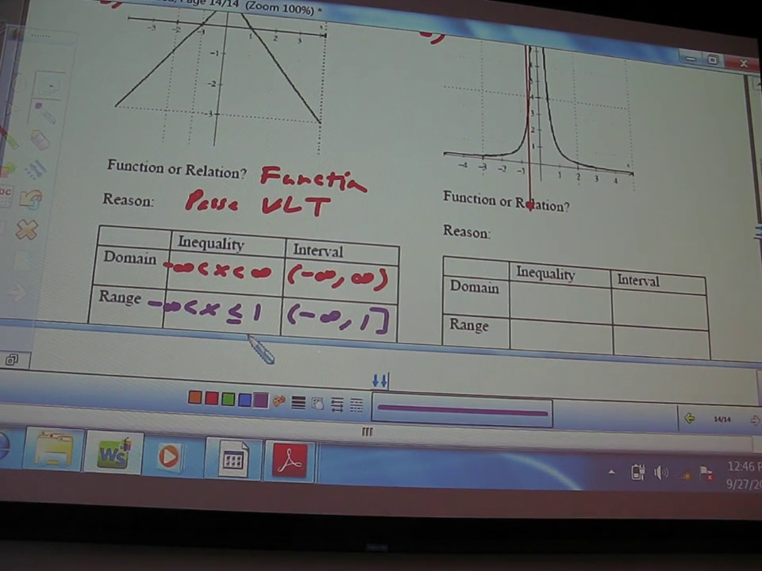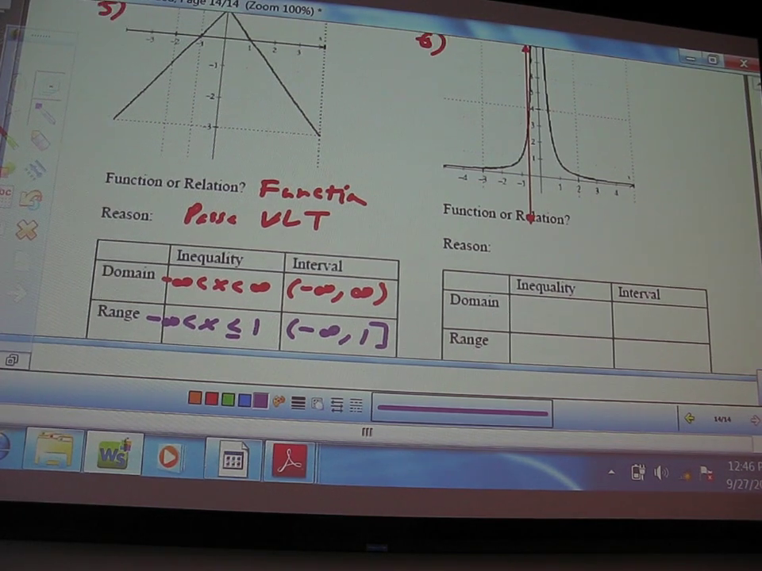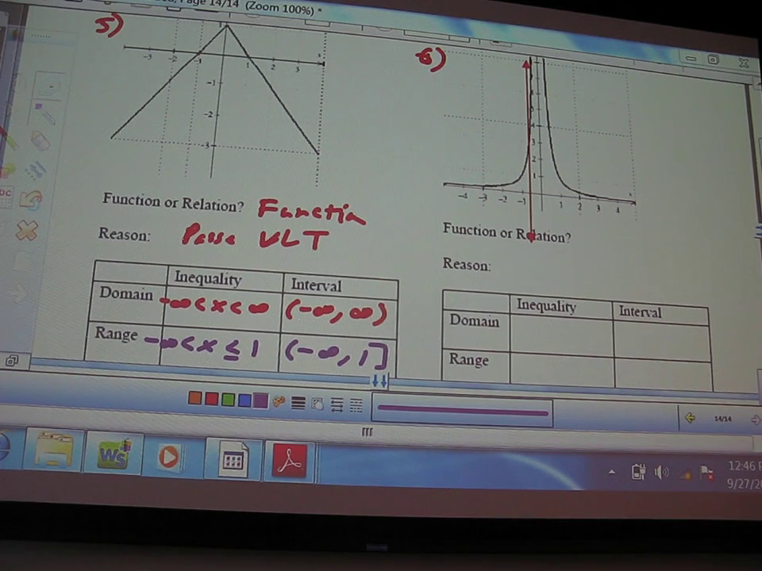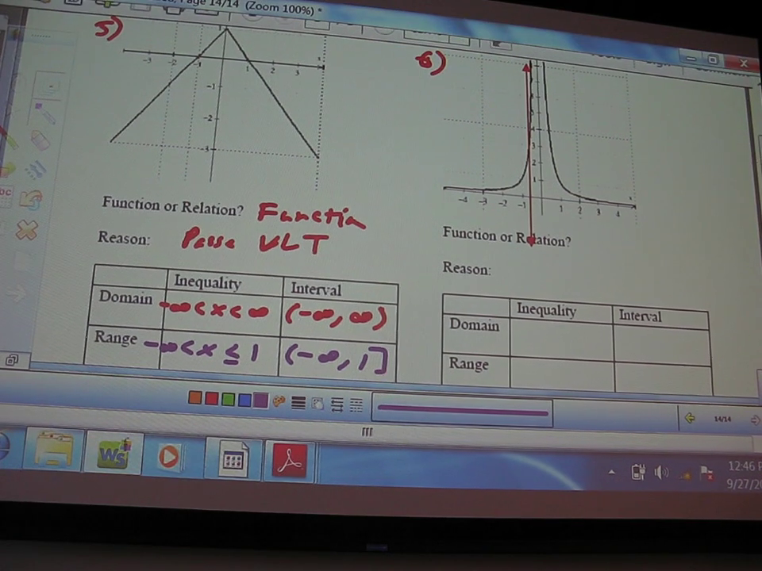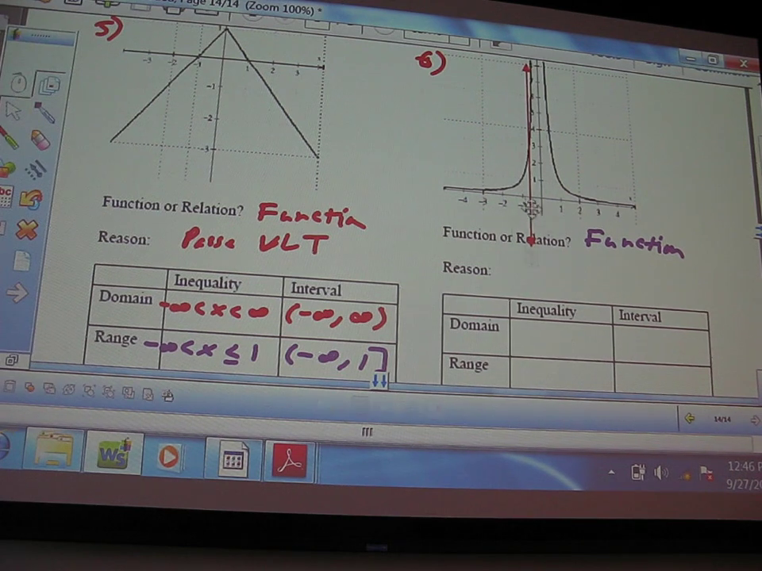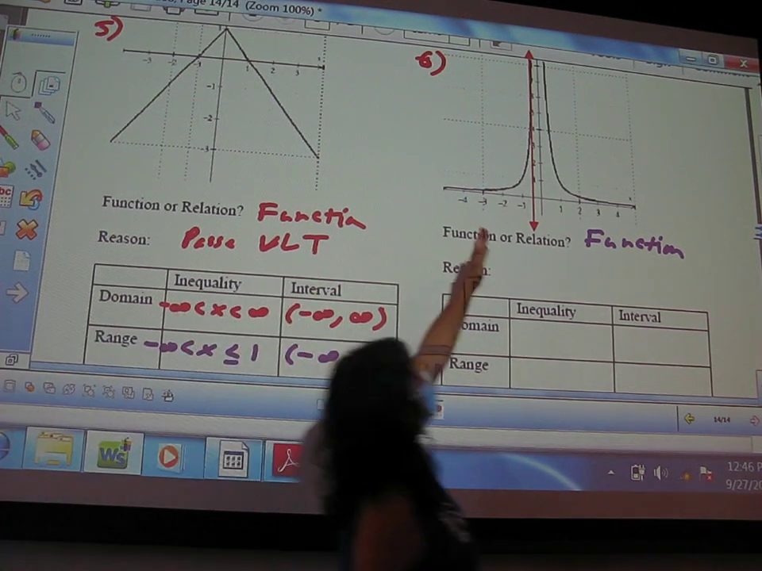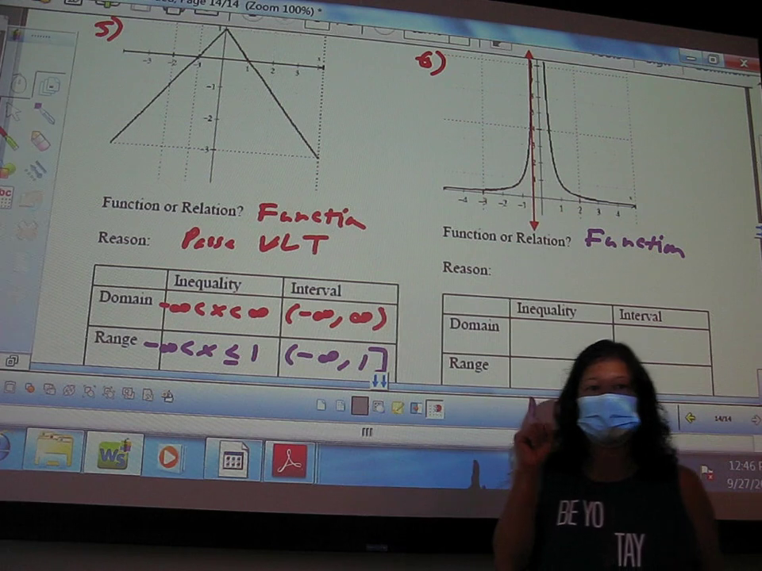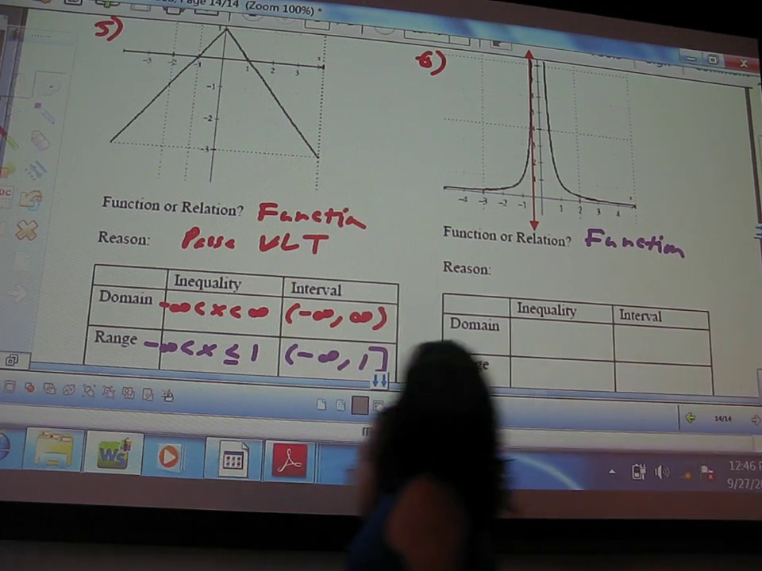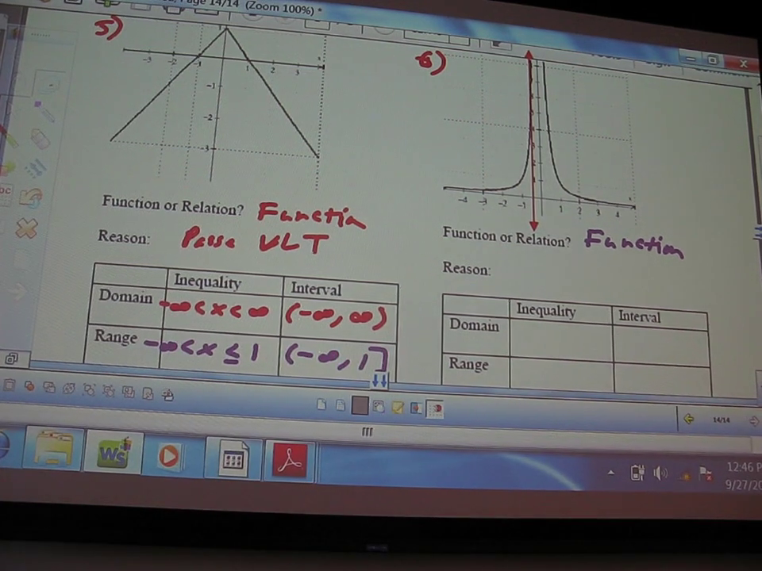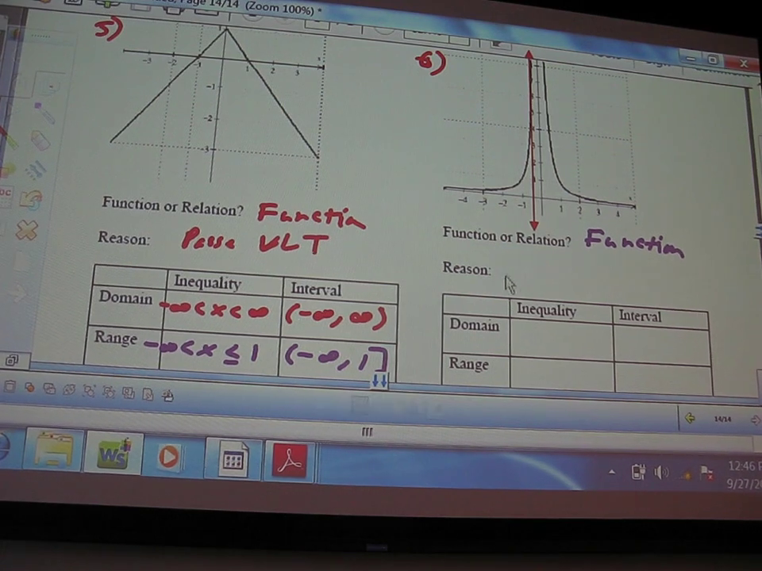Okay, so now we get to the tricky one. Is this a function or relation? It is a function. Right, remember, even though this line, we care about it touching a line and then going away from the line and touching it again. So it touches this line once, for a long time, but it just touches it once. Does that kind of make sense? Okay, so it is a function. So it passes the vertical line test.